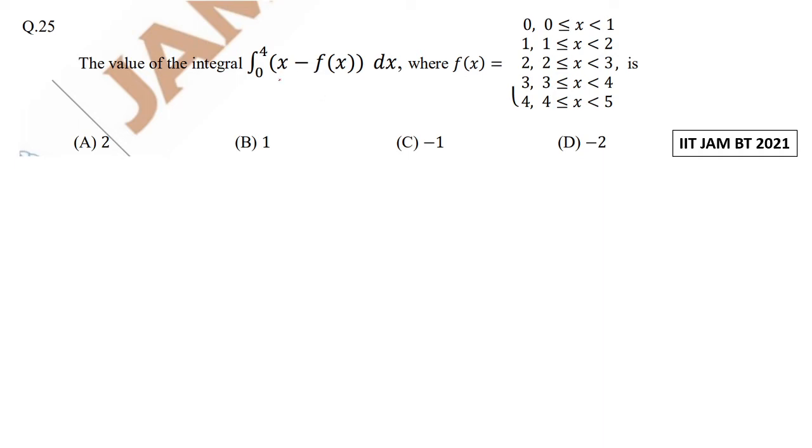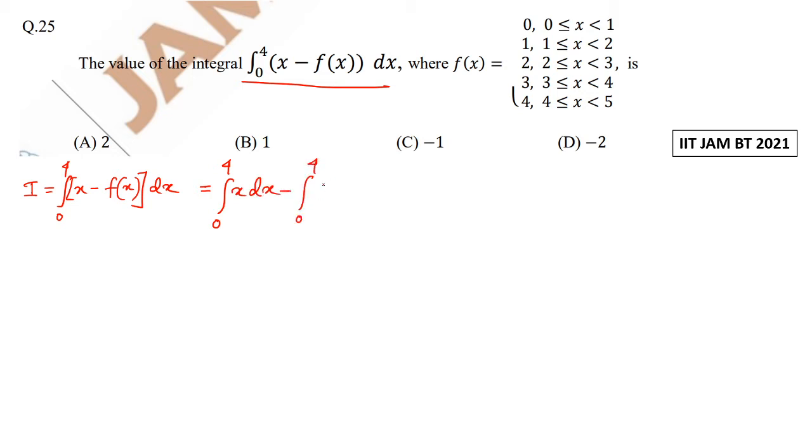Okay, so first of all, let's write it down. Our integration is 0 to 4, so let's write it as I equals integral from 0 to 4 of x minus f of x, whole dx. Let's first separate these two, x and f(x), with their limits. So it is 0 to 4 x dx minus 0 to 4 f of x dx.